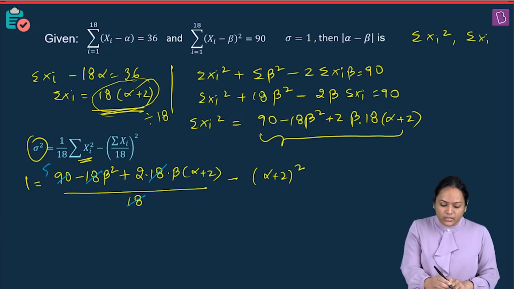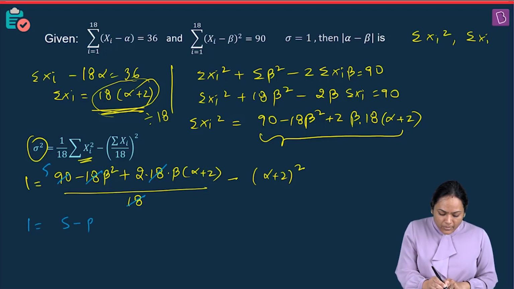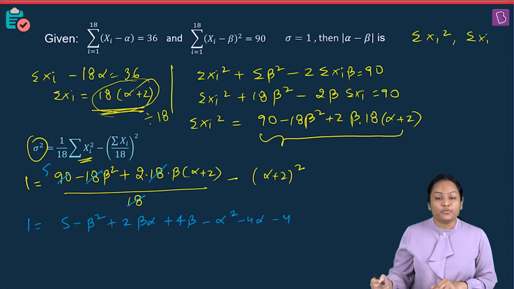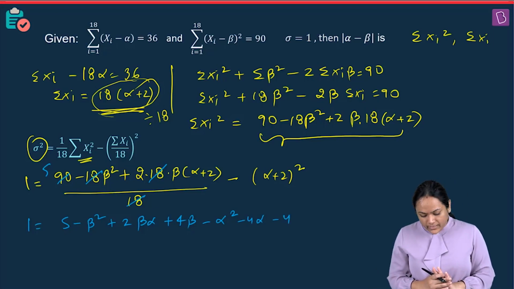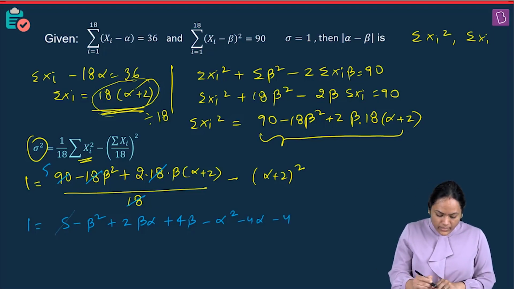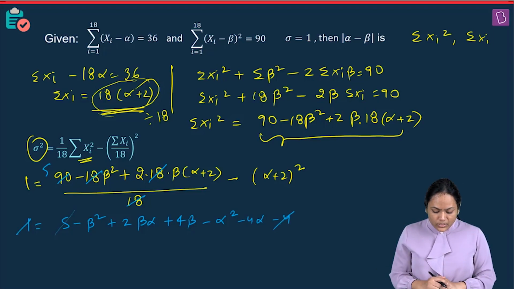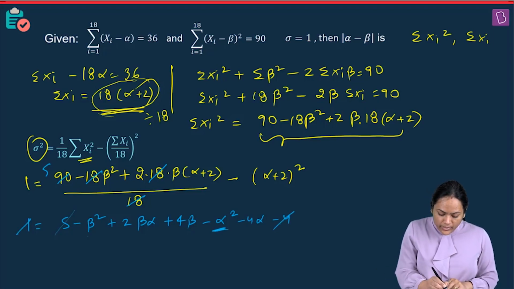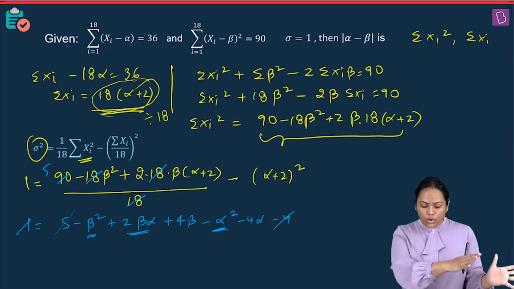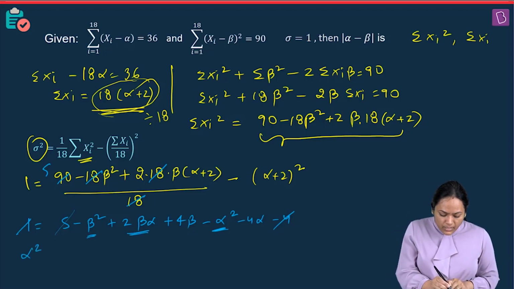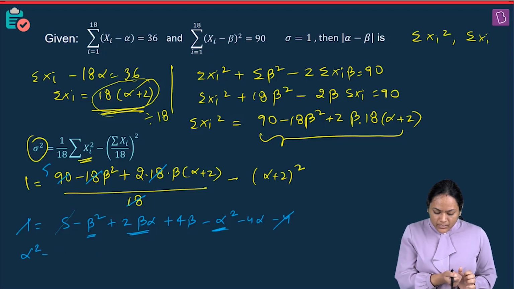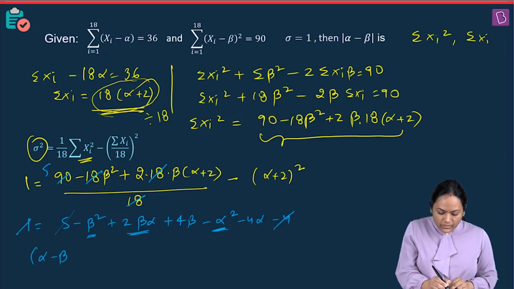So I will be left with 1 is equal to 5 minus beta square plus 2 beta alpha plus 4 beta minus alpha square minus 4 alpha minus 4. So let's see, are we getting some terms? Well, I have 5, 1 and 4 getting cancelled out. Then I have alpha square, beta square, 2 alpha beta. So I'm taking this term on to my left side. So it's going to become alpha square plus beta square minus 2 alpha beta, which will be nothing but (alpha minus beta) whole square, right?